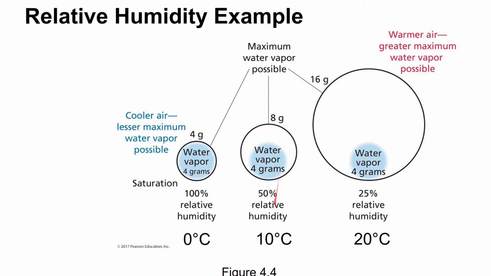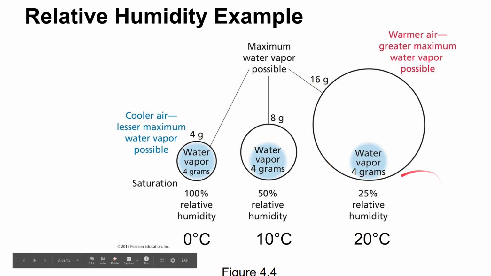So if it got warmer by another 10 degrees, the maximum would increase to 16 grams. You have 4, the max is 16. 4 divided by 16 times 100 is 25%. So now the relative humidity is 25%.